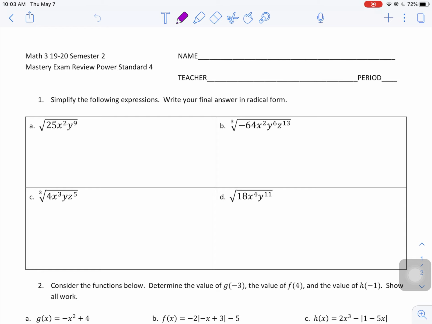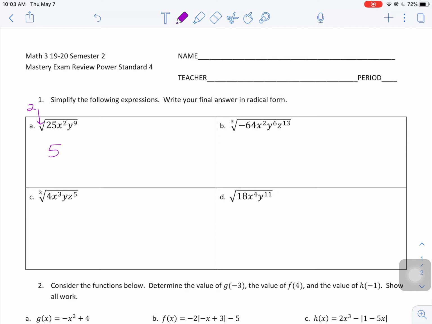Part A. When you do not see a little number right here, this little number is called an index. When you do not see one, it's understood that it's an invisible 2, which means it's a square root. So, on A, the square root of 25 is 5.